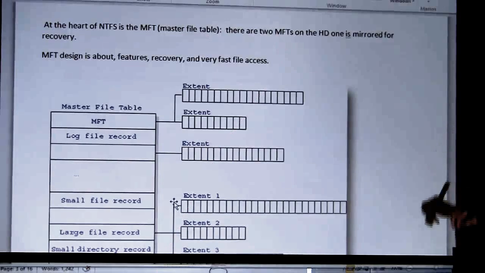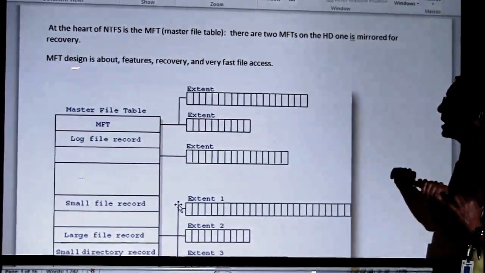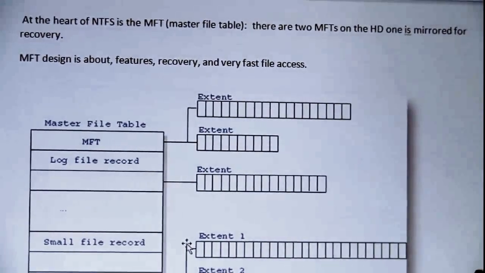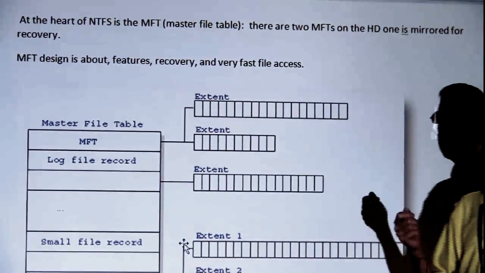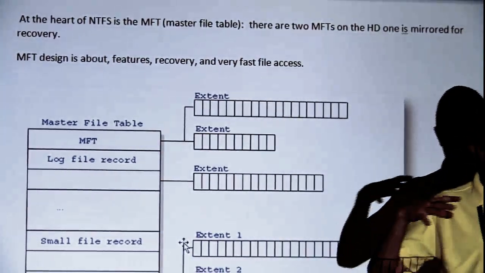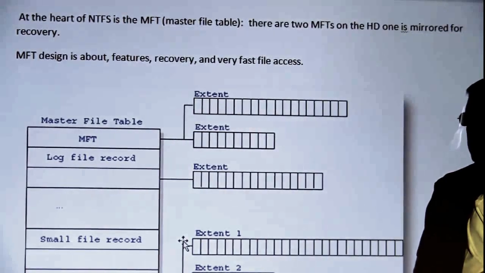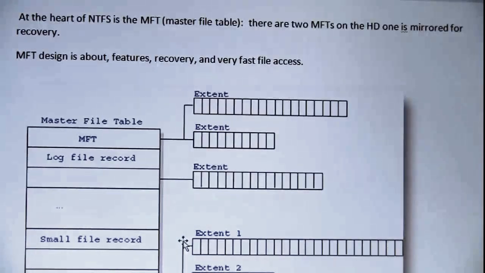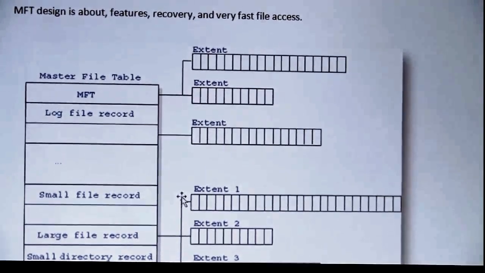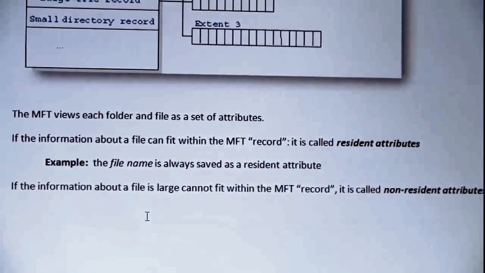There's two of them. One is a mirrored file, one is a master file, and the design of a master file table is all about very fast access. So when we read our master file table, you can quickly find the file that you need and open it, or write to it, or save. So the master file table is designed for speed, and it's very, very powerful in that it can recover.